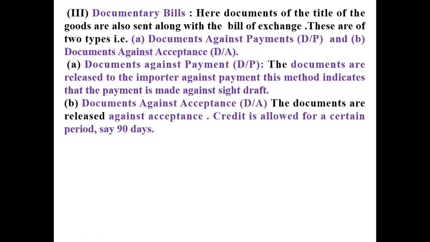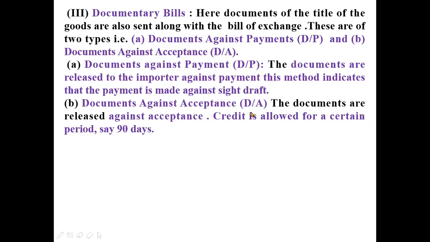Another is the document against acceptance. Here also the exporter will send the bill of exchange to the importer, but here the difference is the importer will not make the payment immediately, but he may take certain time, like 90 days or 80 days or 120 days, whatever it is. So this is known as the document against acceptance. So naturally you can understand for the exporter which one is good. Naturally for the exporter, document against payment is good, because then and there the exporter will get the payment.